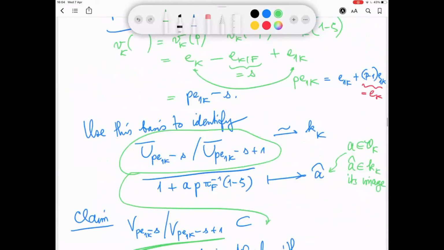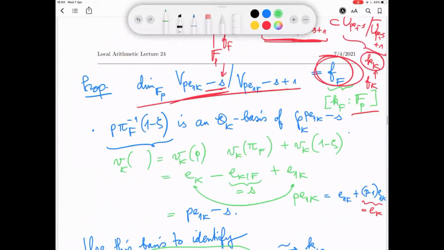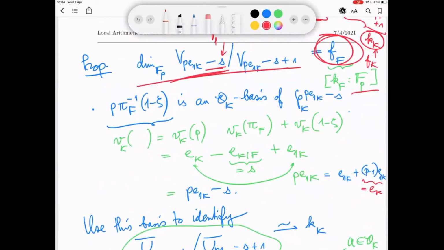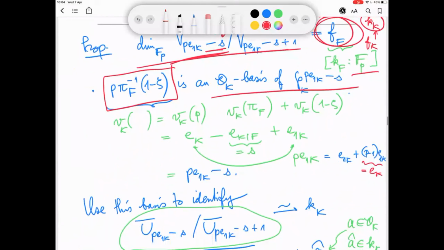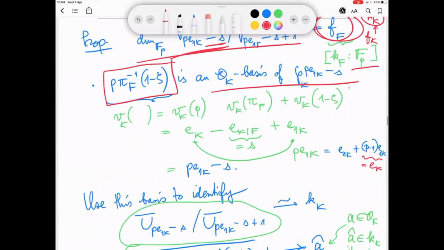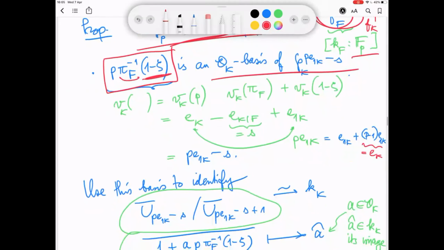And the whole point was that this here, which I've written down, is an okay basis of this, which does the trick for you. So first of all, why is it P times pi f? Pi f is a uniformizer of f. 1 minus zeta, and pi f inverse. Why is this an okay basis of this?